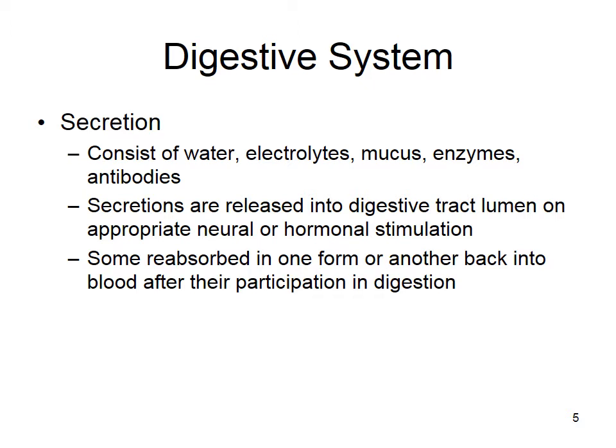Okay, digestive enzymes get secreted, as well as antibodies. And what class of antibodies gets secreted in the GI tract? Who remembers?